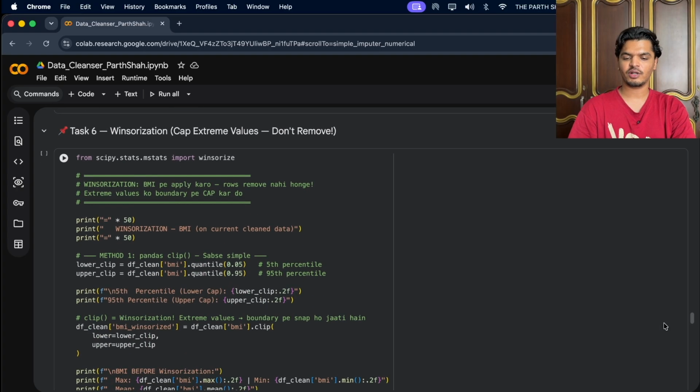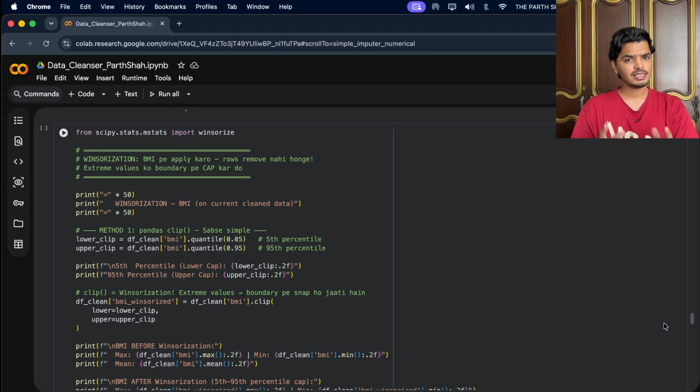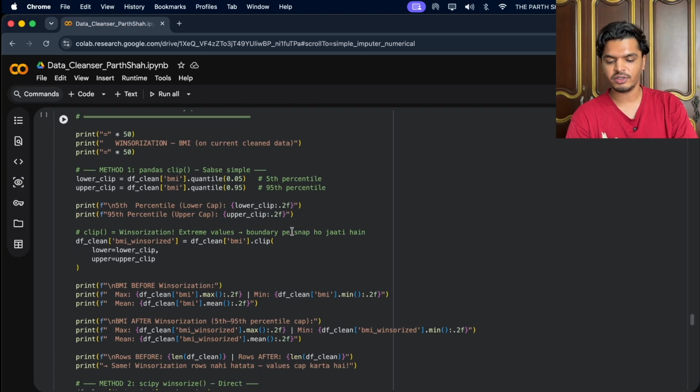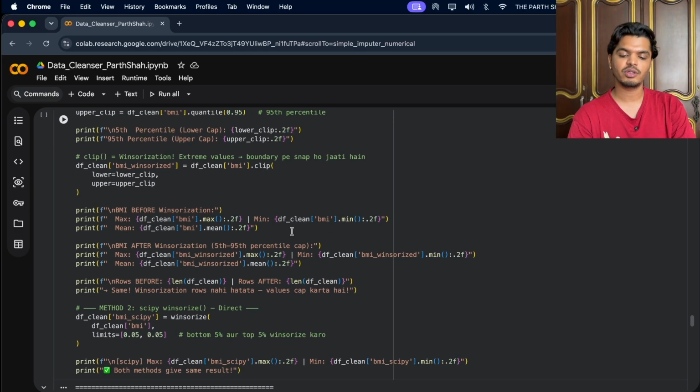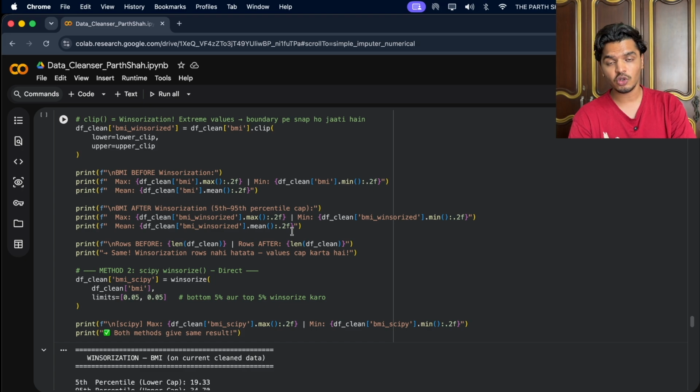Fourth and final outlier method, Winsorization. This is fundamentally different from the other three. Instead of removing outlier rows, it caps them at boundary values. Any BMI below the 5th percentile is raised to the 5th percentile value. Any BMI above the 95th percentile is lowered to the 95th percentile value. No rows are deleted. The dataset size stays the same.